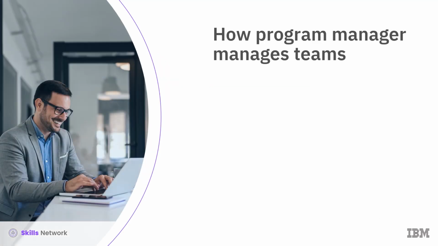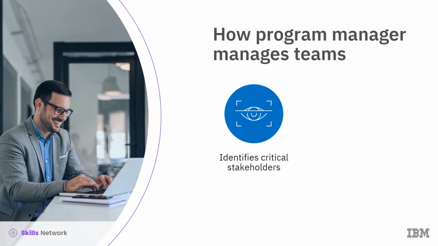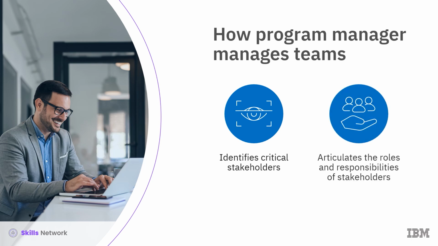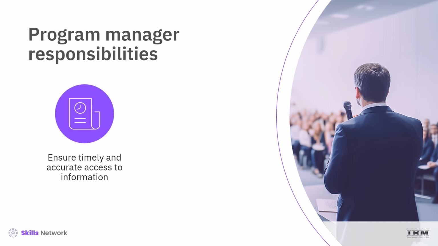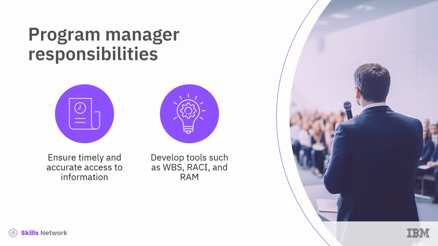To manage teams effectively, the program manager must identify critical stakeholders early in the program. Roles and responsibilities must be shared and understood. The program manager must also ensure timely and accurate access to information. Additionally, they should develop key tools such as Work Breakdown Structures, or WBS, Responsible, Accountable, Consult, and Inform Matrices, or RACI, and Responsibility Assignment Matrices, or RAM.